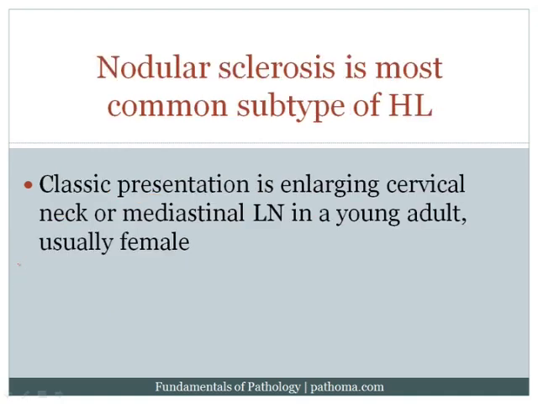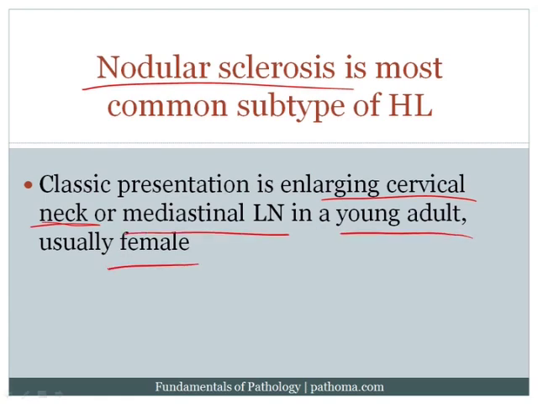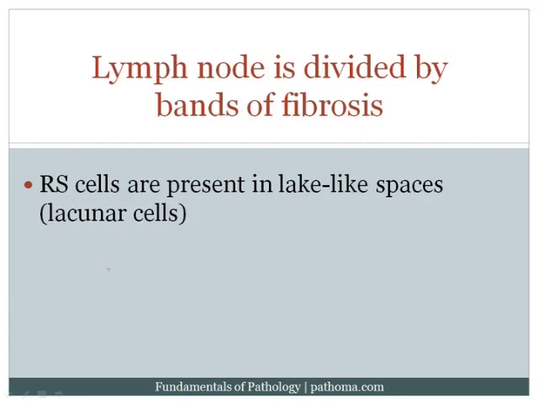The most common subtype, as I've already explained, is nodular sclerosis subtype. The classic presentation is that the patient has an enlarging neck lymph node or an enlarging mediastinal lymph node and is usually a young female. Biopsy is then performed, and the biopsy reveals a lymph node that is divided by broad bands of fibrosis.